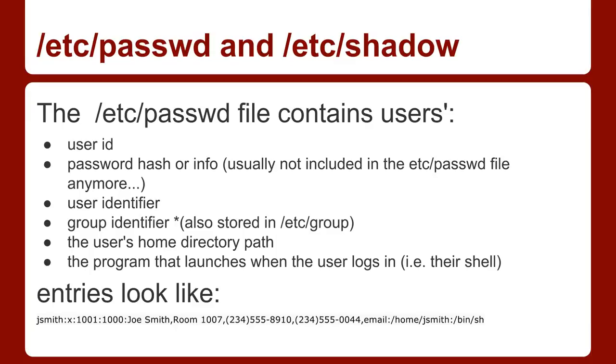So the most commonly talked about file when talking about permissions is the /etc/passwd file. The /etc/passwd file contains, for every user, the user ID. In old implementations, it would contain the password hash and info. It would contain the user identifier, the group identifier, the user's home directory path, and the default program that launches when the user logs in. The entries typically are colon delimited and look like this, and may have other metadata like room, phone number, etc.